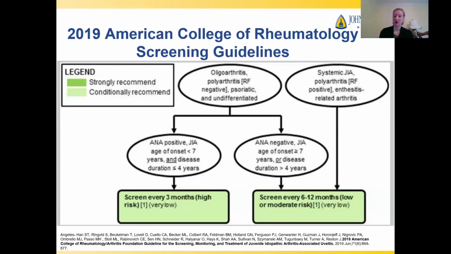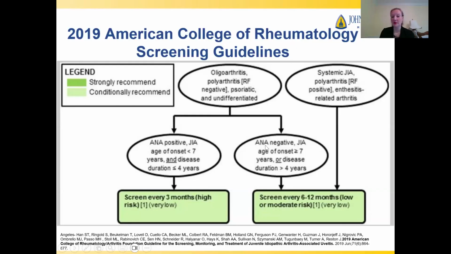And so we know our highest risk group is the oligoarthritis, which we see here on the left-hand side. And so if we're rheumatoid factor negative, we divide into 2, ANA positive, which we know has the highest risk factors. And if they're young, they have more years to have the complications arise, in addition to having the disease for not very long. So they need the most stringent screening, and that's every 3 months.